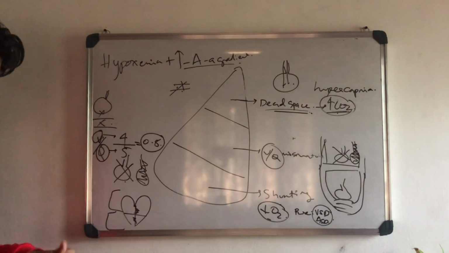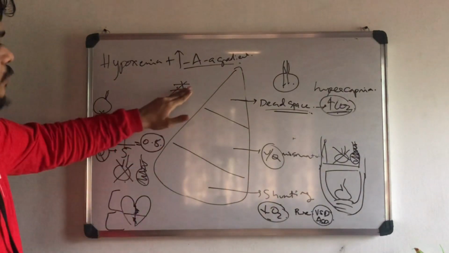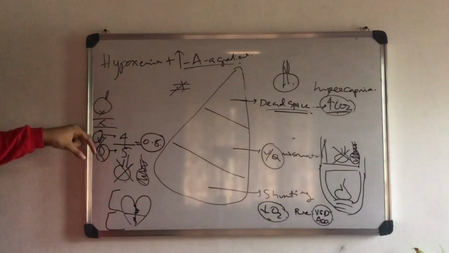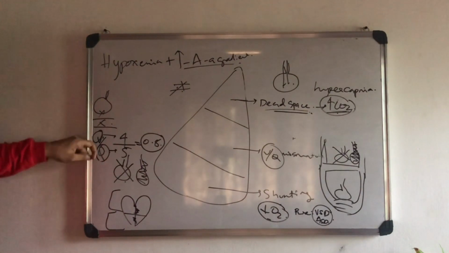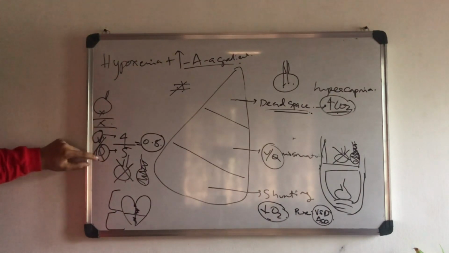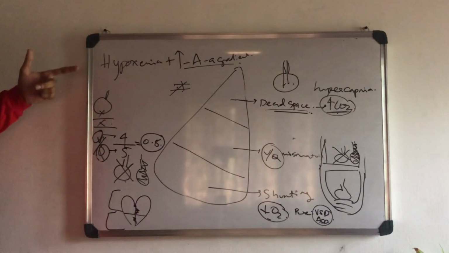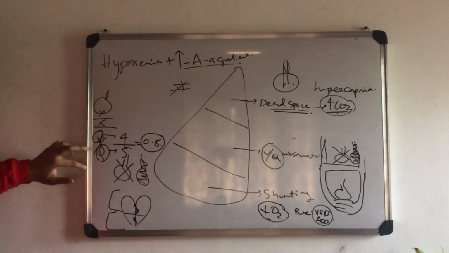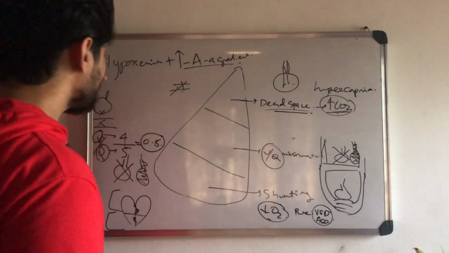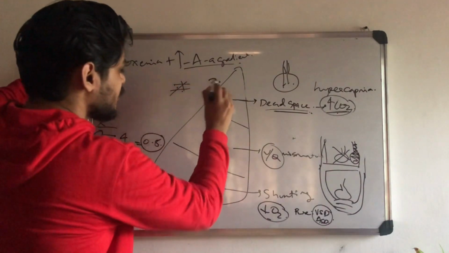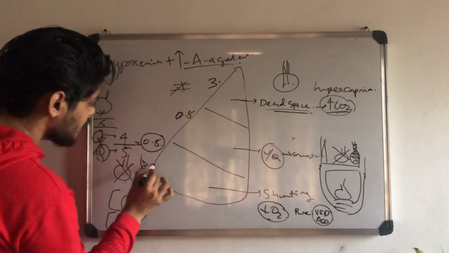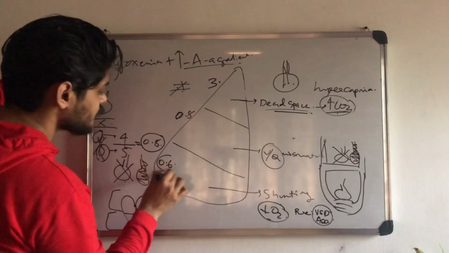Let's see. Here something is wrong with the blood vessel, right? So there is something wrong with the perfusion. That means this is decreased. Understand? If this is decreased, if Q is decreased, V by Q will increase, right? So that is the logic of mathematics. So when V by Q increases, what happens? It is 3 here, it is 2, it is 0.8 here, and it is 0.6 here.